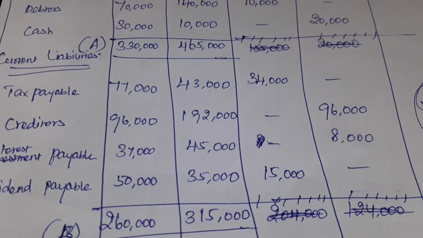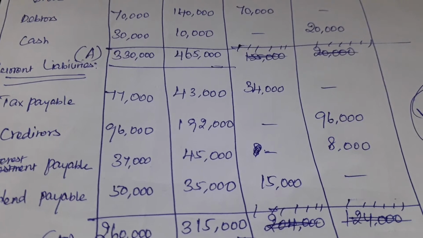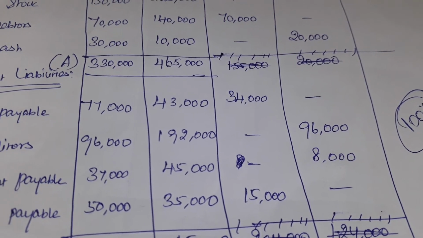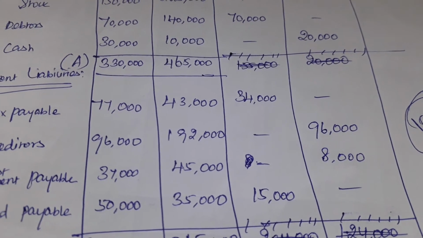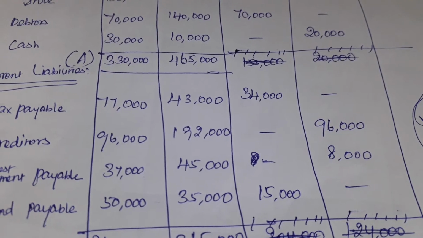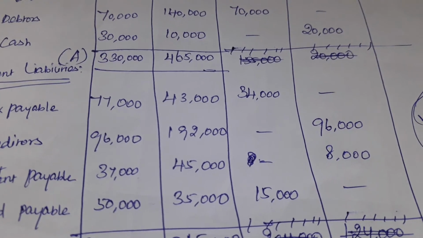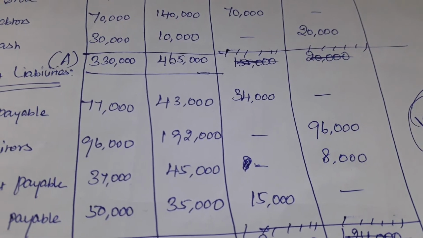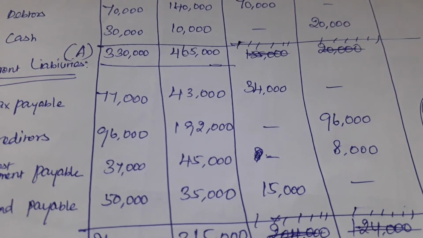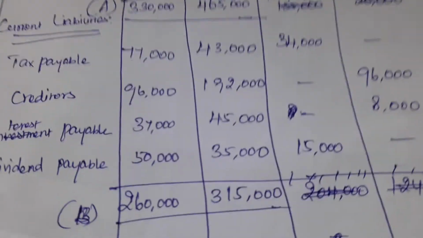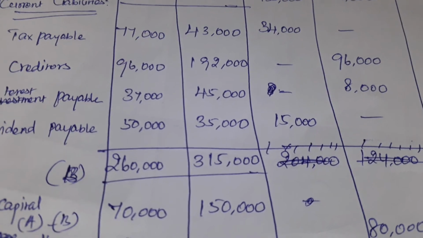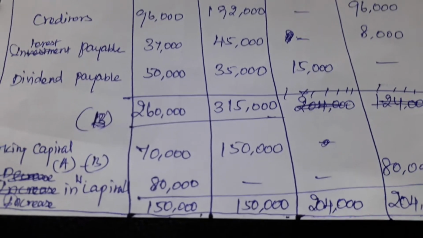The tax payable of 2016 is 77,000 and for 2017 is 43,000. It is a decrease, but because of the inverse relationship, that's why we have written it in the increase column. If it is an increase, we have to write it in the decrease column. Then we need to total them and mention it as B.